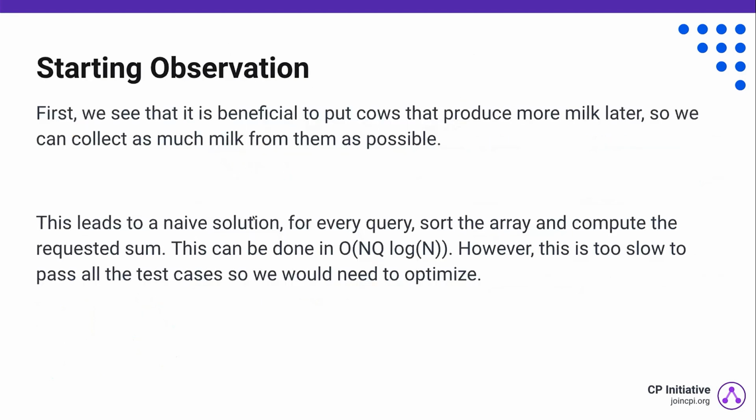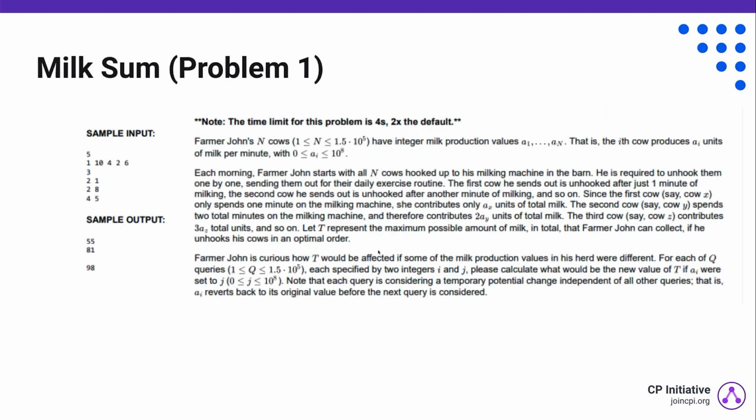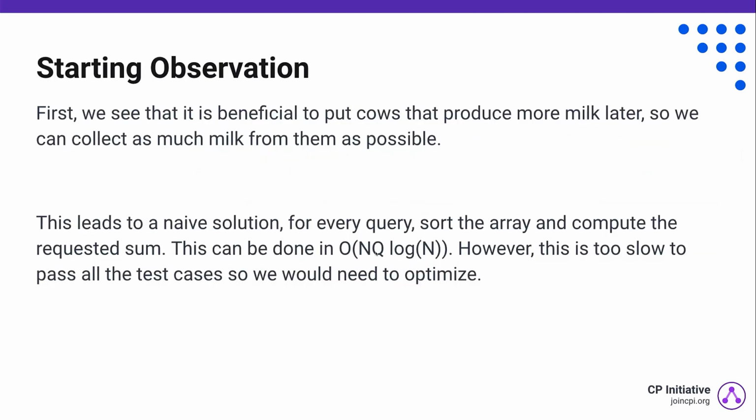So after every query, we're going to change the value of the ith cow to j, and then sort the array to find the order that we want to unhook them, and then take the sum. And this would be O of nq log n. And unfortunately, this is too slow to pass because n and q are both 1.5 E5, and that would not pass in 4 seconds for C++ and 8 seconds for Python.